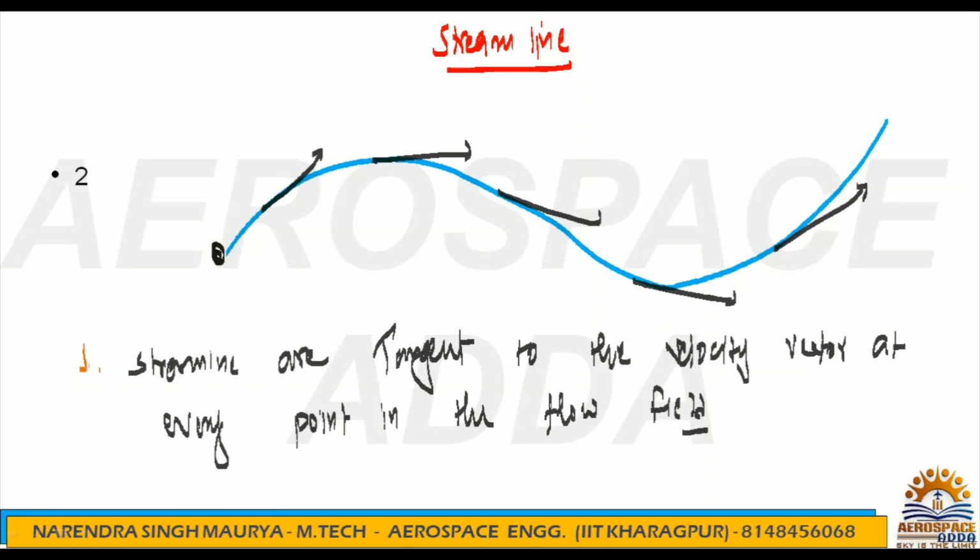Okay. Now what is the important point for this? The streamlines cannot intersect, they cannot cross each other. I will give the properties also, because the properties of streamlines, 4-5 properties, are very important. So the first point I have written is the definition, which is nothing but streamlines are tangent to the velocity vector at every point in the flow field.